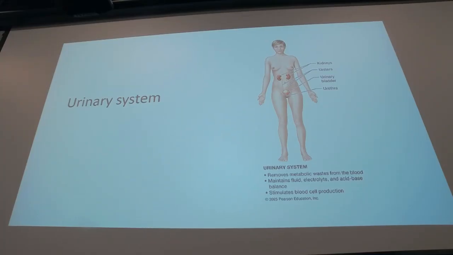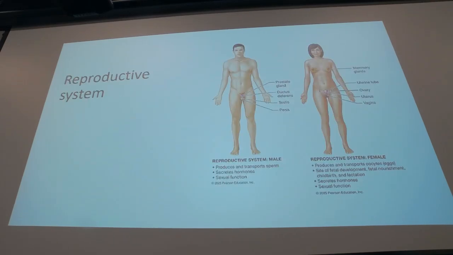And then it stimulates blood production. Like we have these hormones that help us to form red blood cells in the bone marrow. So it helps with hemopoiesis. So this hormone is produced in the kidney. And if someone has renal failure, the person won't be able to have enough hemopoiesis. And then reproductive system.